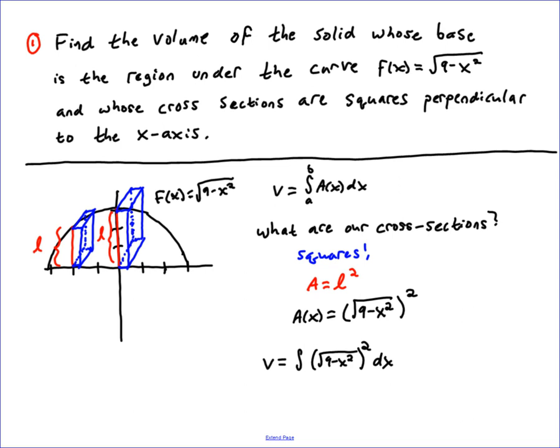It goes from negative 3 to positive 3. So our bounds there are negative 3 to positive 3. Okay? So again, the hardest part of most of these problems is identifying what is the area of our cross-sections dependent on x. But if you draw out the situation here, it's a little easier to see. Okay, so let's go ahead and move on to the second problem.